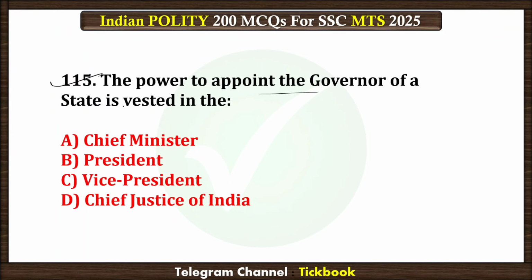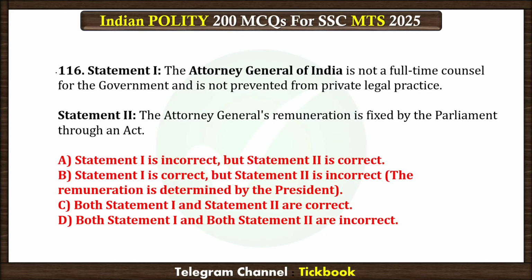115. The power to appoint the governor of a state is vested in the. Option number B, President. 116. Statement 1. The Attorney General of India is not a full-time counsel for the government and is not prevented from private legal practices. Statement 2. The Attorney General's remuneration is fixed by the Parliament through an act. Option number B, statement 1 is correct, but the statement 2 is incorrect. The remuneration is determined by the President.